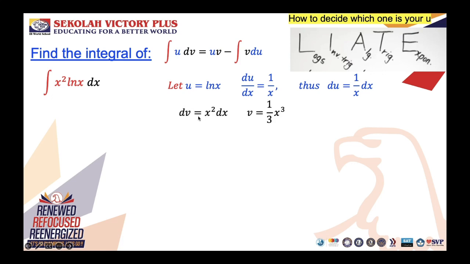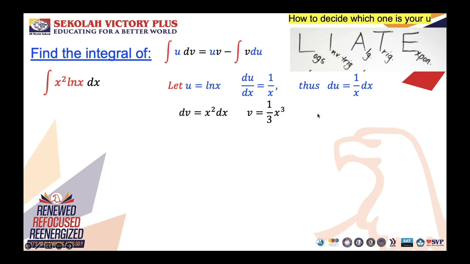So we find the integral of dv to get your v, and we get 1/3 x cubed. I suggest you try to separate the numerical part. That's 1/3 x cubed because we get x cubed over 3. So we can just write it as 1/3 x cubed.